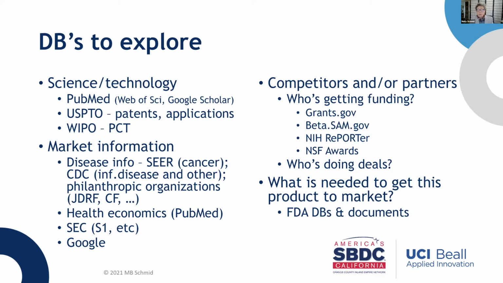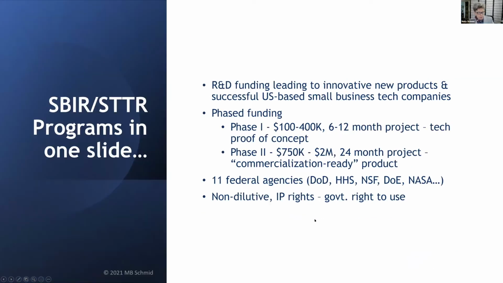Google, of course, which I won't talk too much about, I assume you know that, but also funding type databases like grants.gov, beta.sam, NIH specific and NSF specific databases. Okay. In addition to that, the FDA has a huge number of databases and sources of information that are really relevant and important for you to know about.